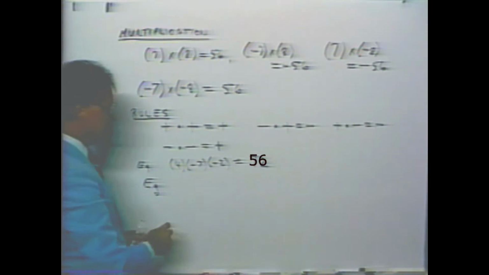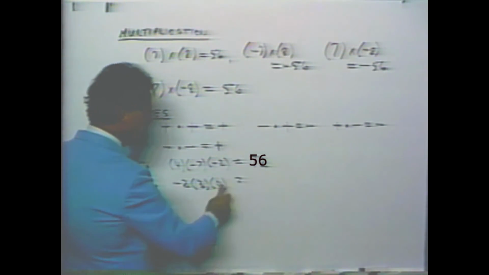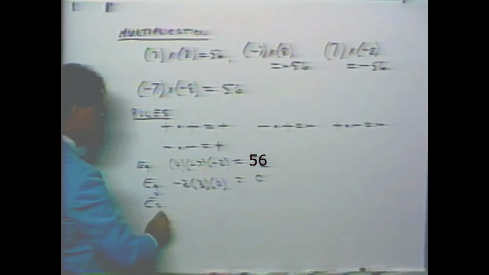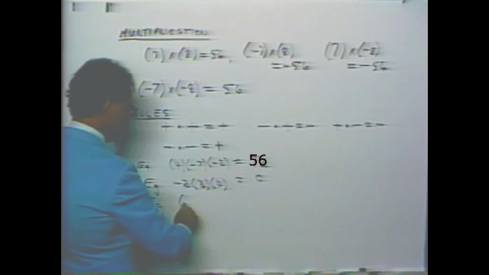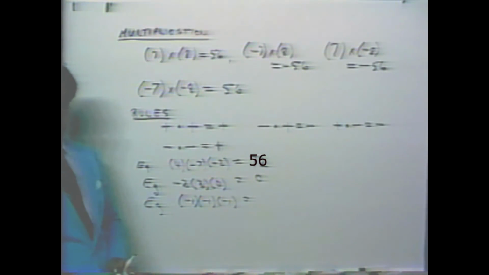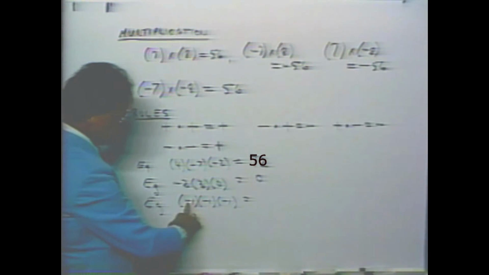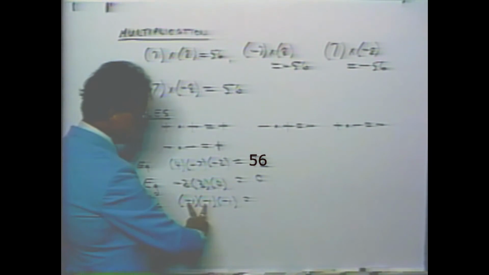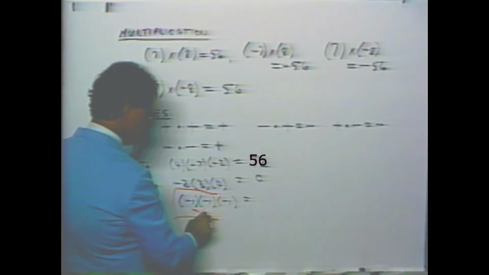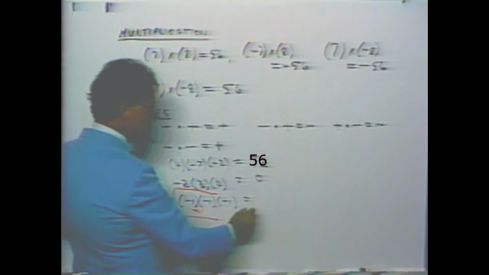In another example, if I have negative 2 multiplied by 3 multiplied by 0, anything multiplied by 0 is going to result in 0, so that's an easy one. And finally, in this example, I have negative 1 times negative 1 times negative 1. Notice that there are 3 negative signs in this indicated product, and if you take a negative times a negative to get a positive answer, of course that's positive 1. And then you take positive 1 times a negative 1, the answer will be negative 1.